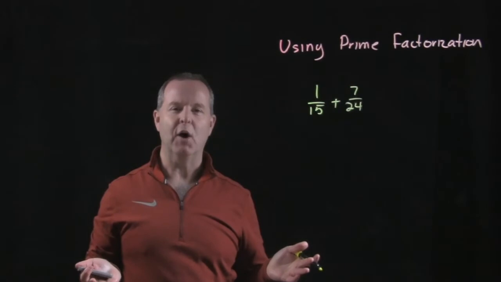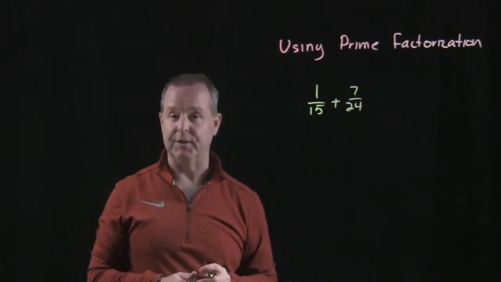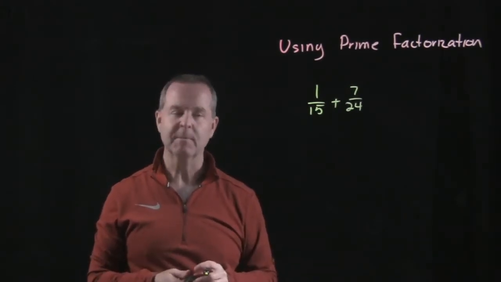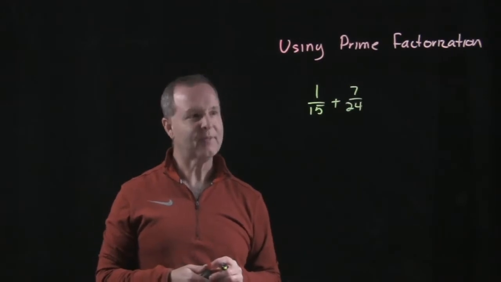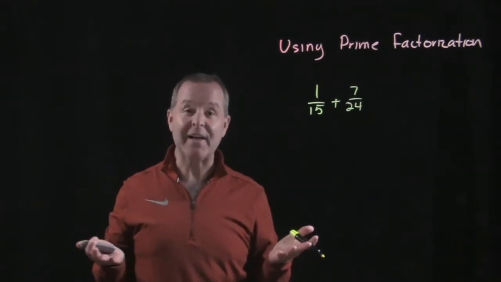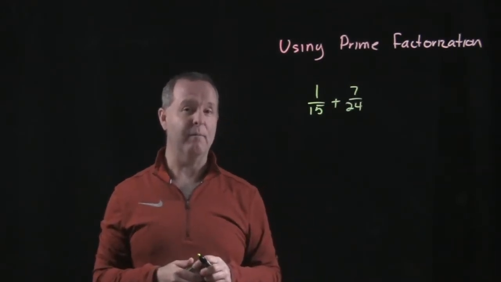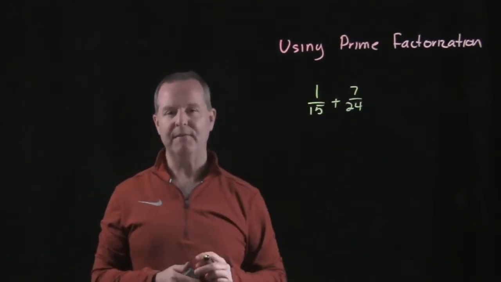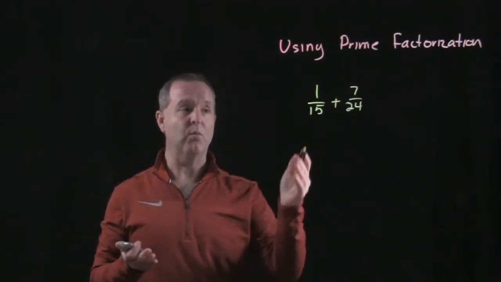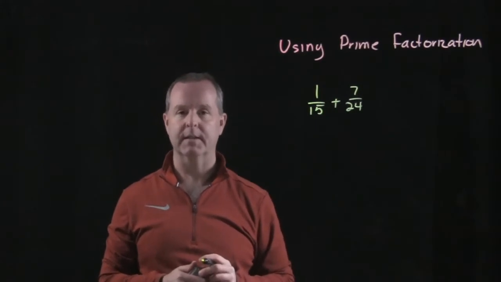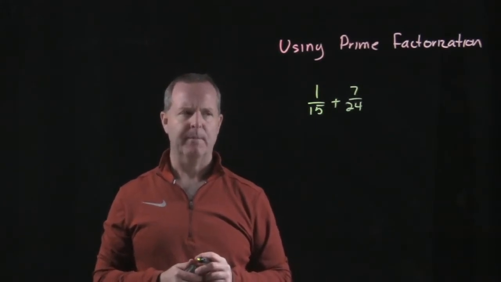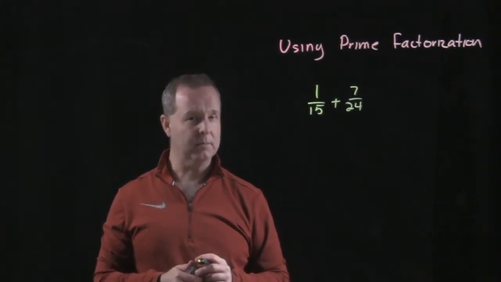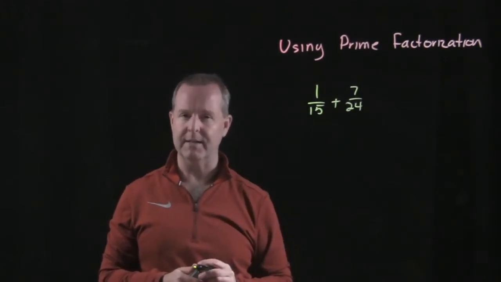Earlier, we were able to help you understand how to prime factor or use prime factorization on a particular number. So now I want to use it in another way that we can find very helpful. Let's add 1/15 to 7/24. We've got to find the lowest common multiple that both 15 and 24 go into.